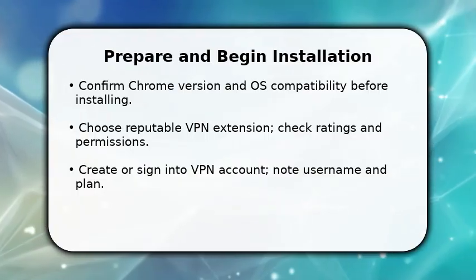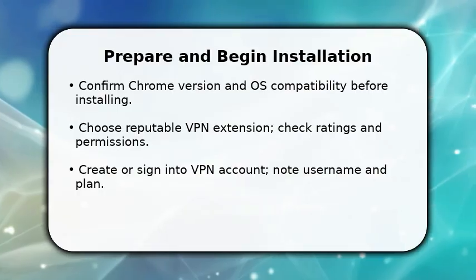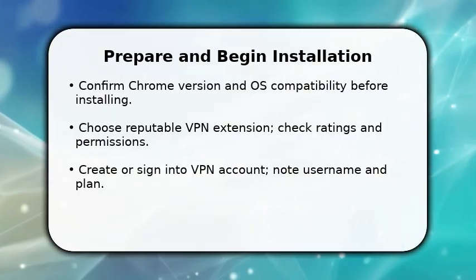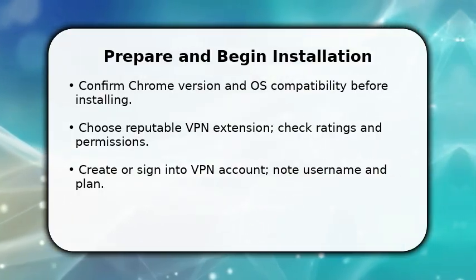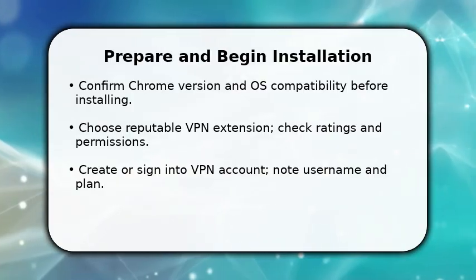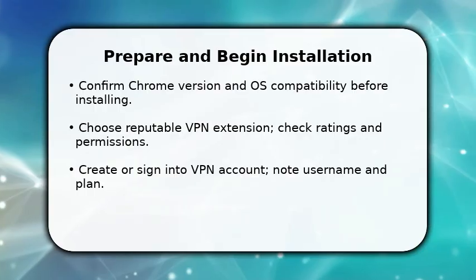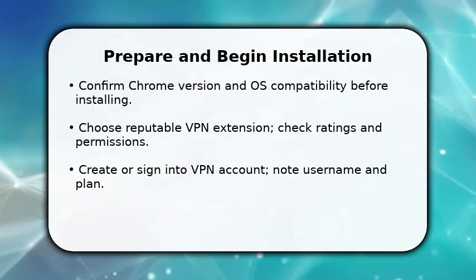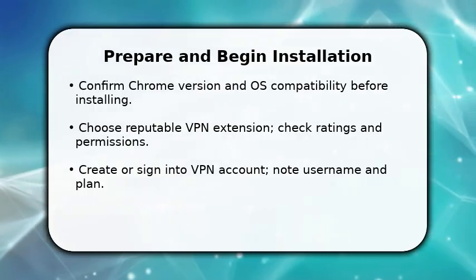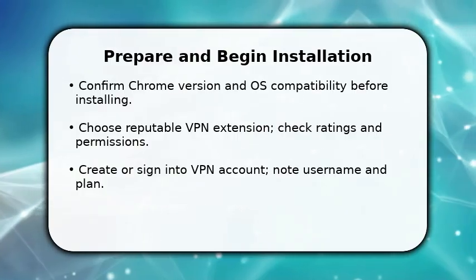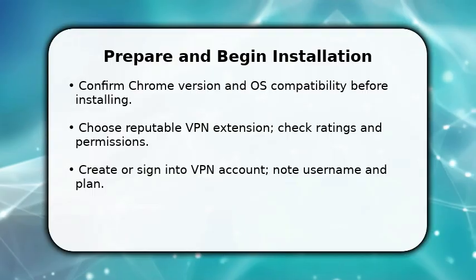You'll start by verifying Chrome is up to date and that your operating system supports the extension. Once done, open the Chrome Web Store and search for a trusted VPN. Check ratings and required permissions to avoid overreaching access. Make sure you have a VPN account ready or create one now so sign-in is immediate.